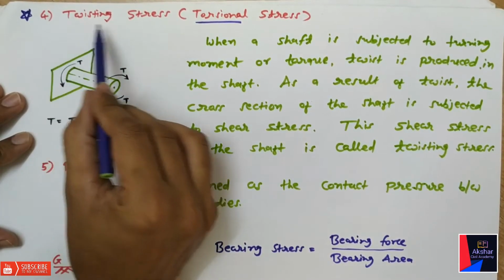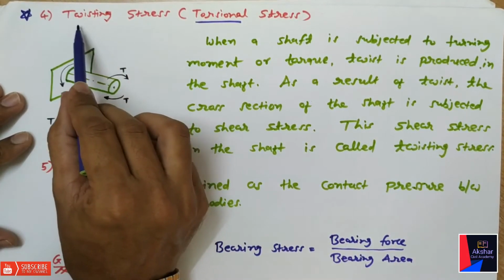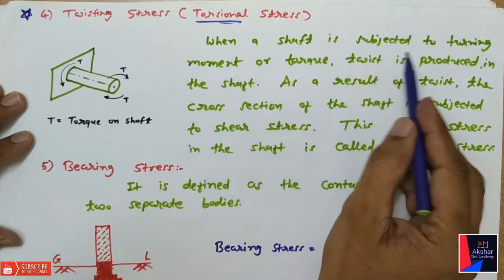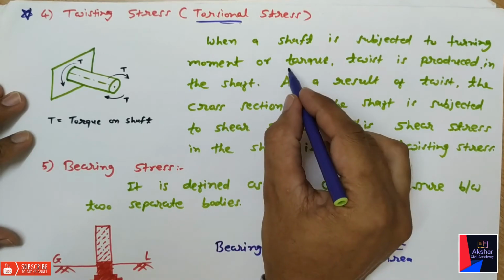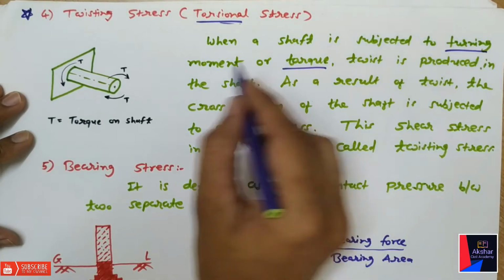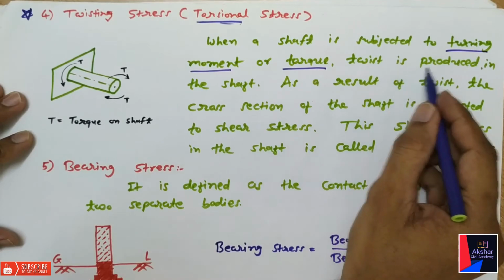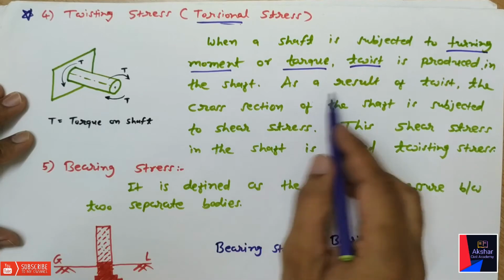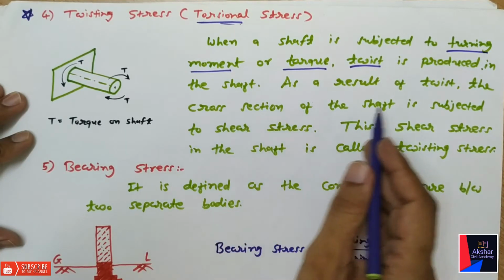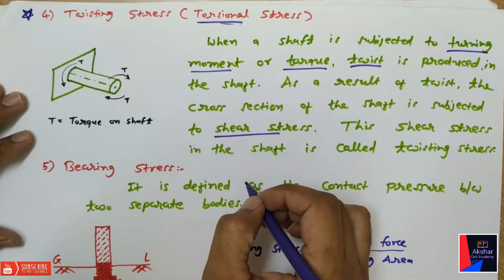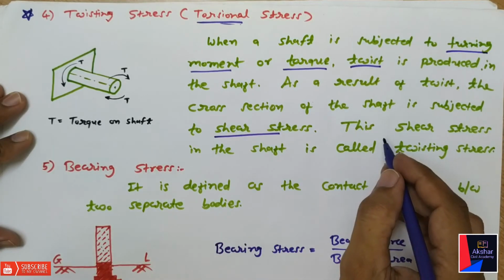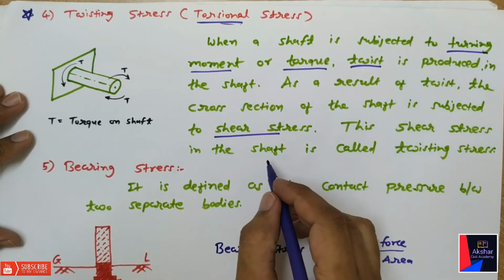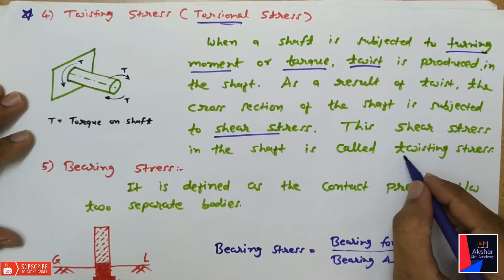Let us discuss the fourth type of stress, which is twisting stress. It is also called torsional stress. When a shaft is subjected to turning moment or torque, twist is produced in the shaft. As a result of twist, the cross section of the shaft is subjected to shear force, shear stress, and this shear stress in the shaft is called twisting stress.